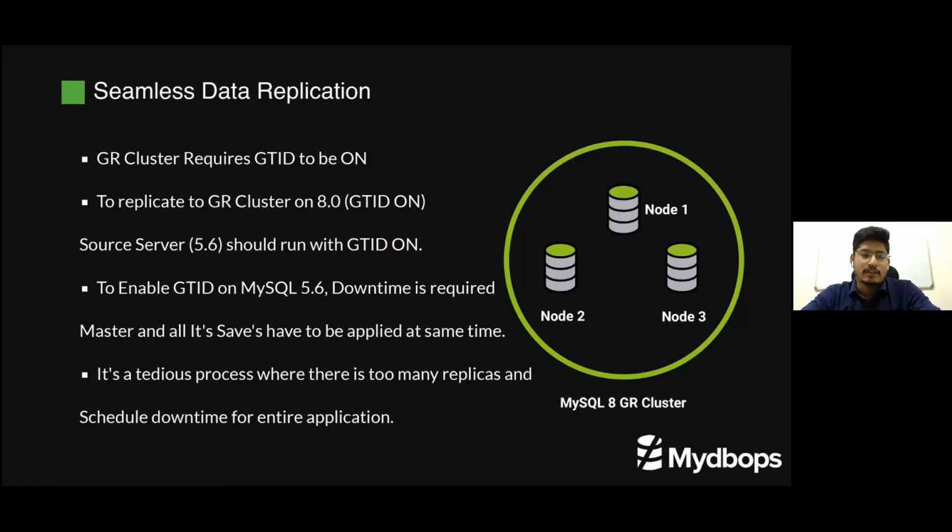and enabling GTID in 5.6 is not easy, it cannot be done incrementally. In 5.6, the master and all of its slaves need the configuration applied and MySQL restarted at the same time. Okay, this is a tedious process when there are too many replicas present, and as we need to shut down all the MySQL readers and writers at the same time, the entire application stack which connects to MySQL has to be down. So it is also very difficult to schedule downtime for the entire application.